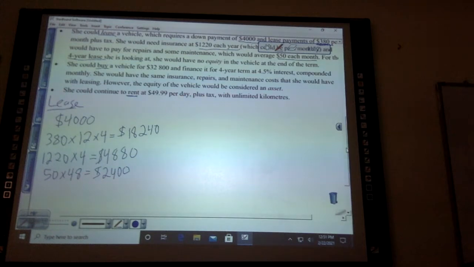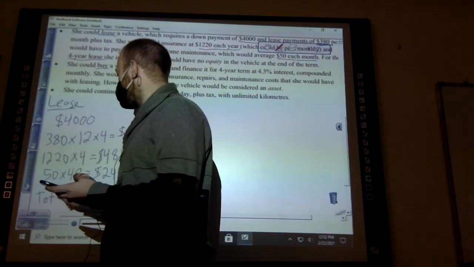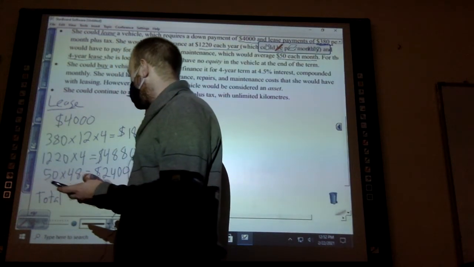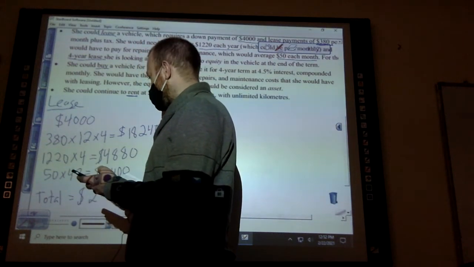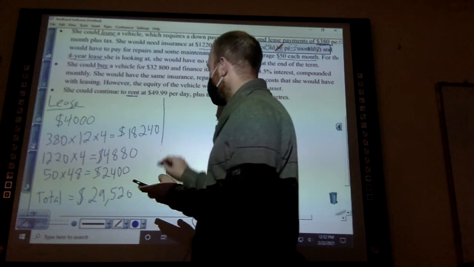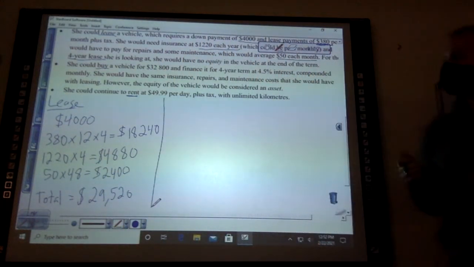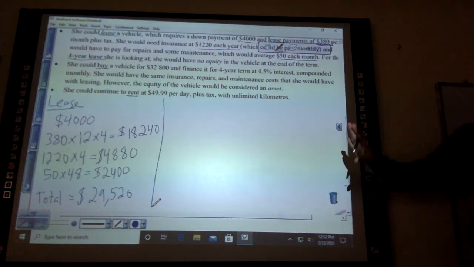4,000 plus 18,240 plus 4,880, 2,400. So in total, she's going to pay 29,520. So just add up everything she's paying. That's going to be the total. We good with this?